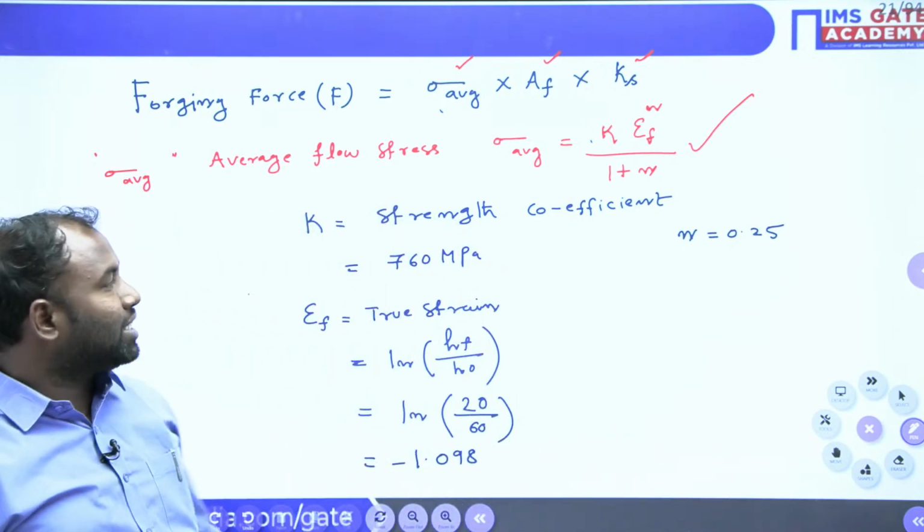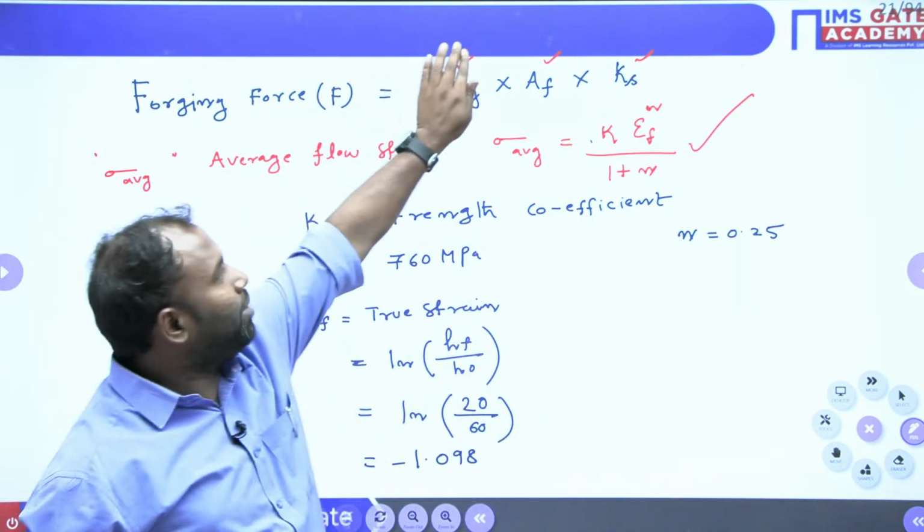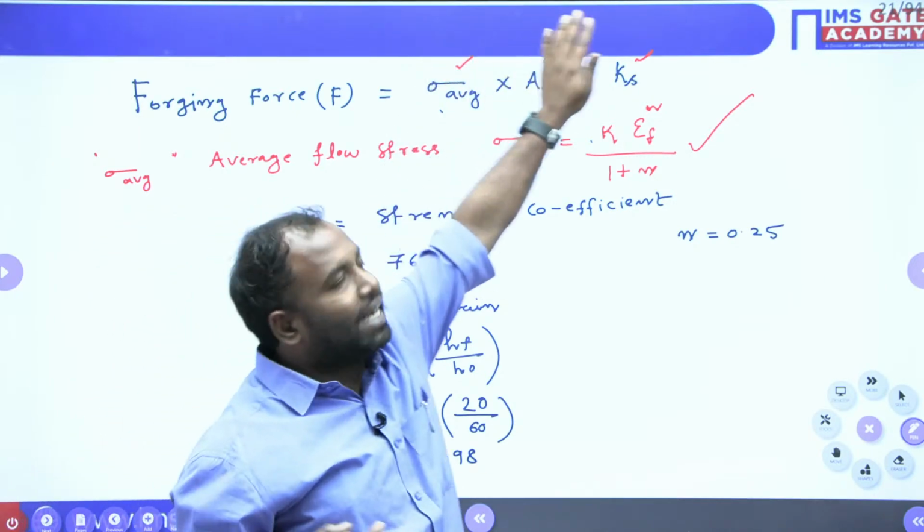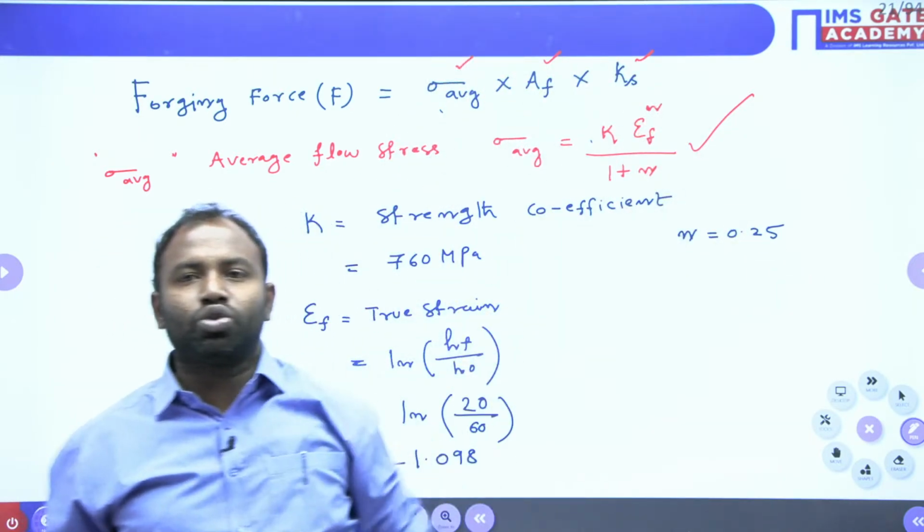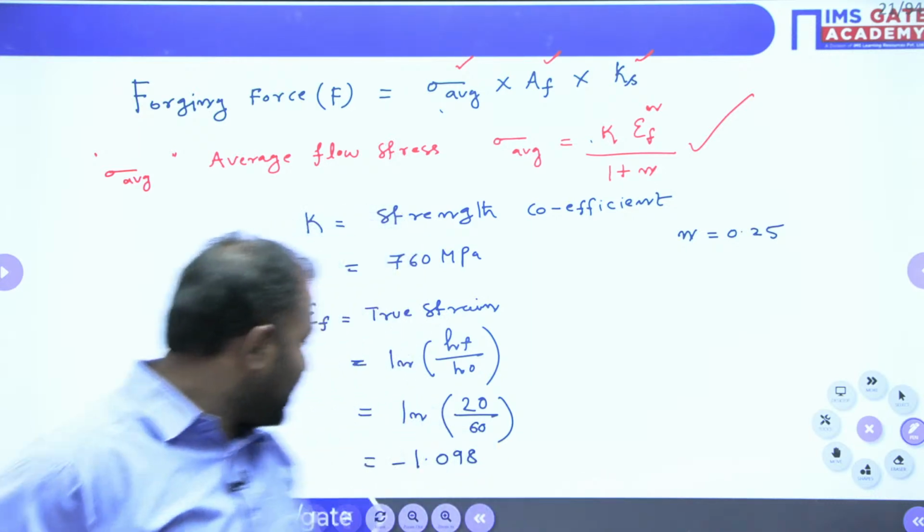Now let us see, sometimes they may give that AF and KS. If you remember, it will be easy to solve the problem. So hope you understand this problem, guys.